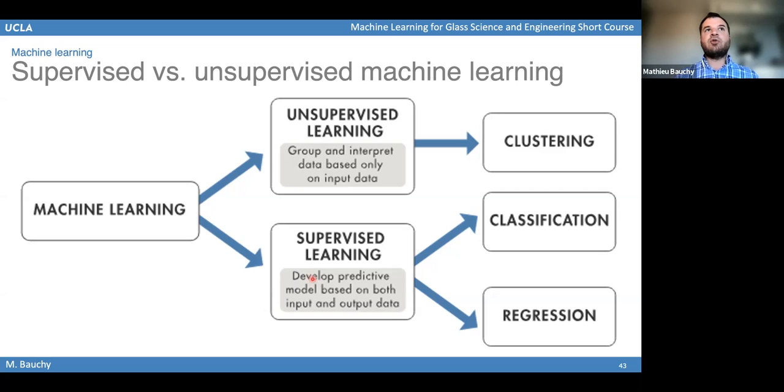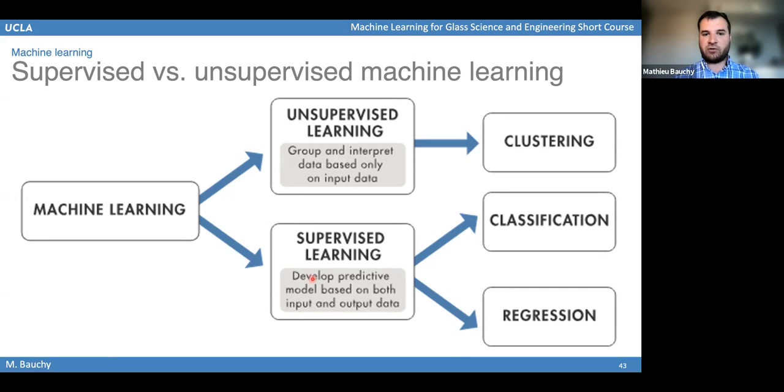In that case, what you would need is a data set of glasses for which you already know their composition, and you know the property that you're trying to predict, like density, modulus, liquidus temperature, etc. Based on that, the model will look at those data and try to learn how to predict this property, how to predict the density of a glass based on its composition.